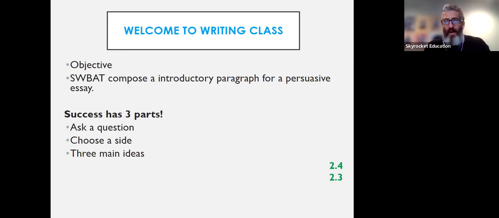Success in this lesson is gonna have three parts. Whenever we're writing an introductory paragraph, and I'll talk about what that is in a moment, whenever we're writing an introductory paragraph, we want to do three things. We want to ask a question, we want to choose a side, and we want to choose three main ideas and include them in the paragraph.